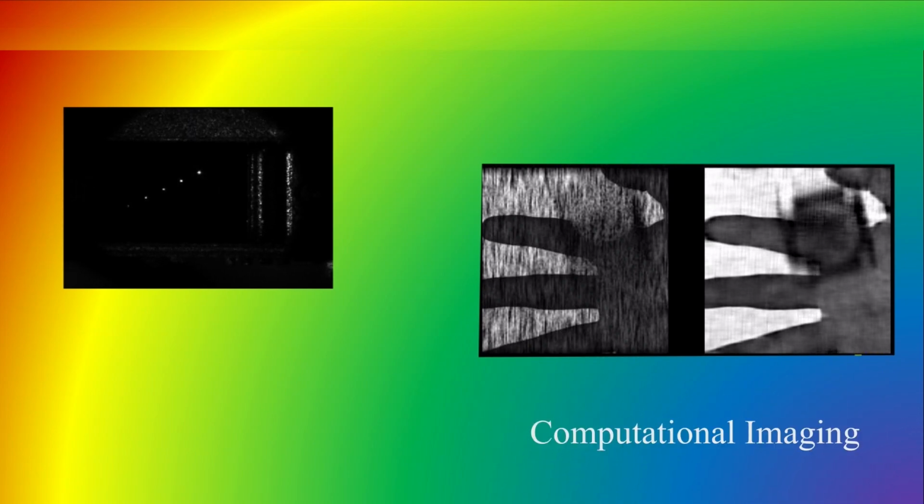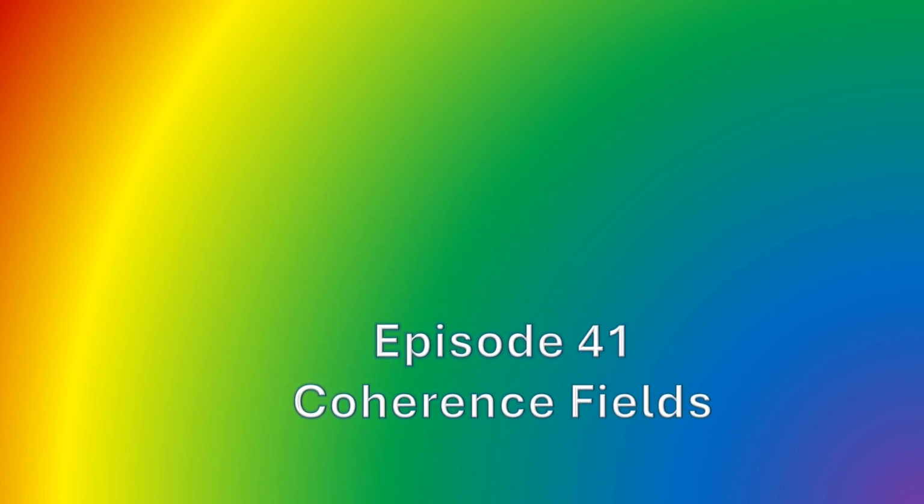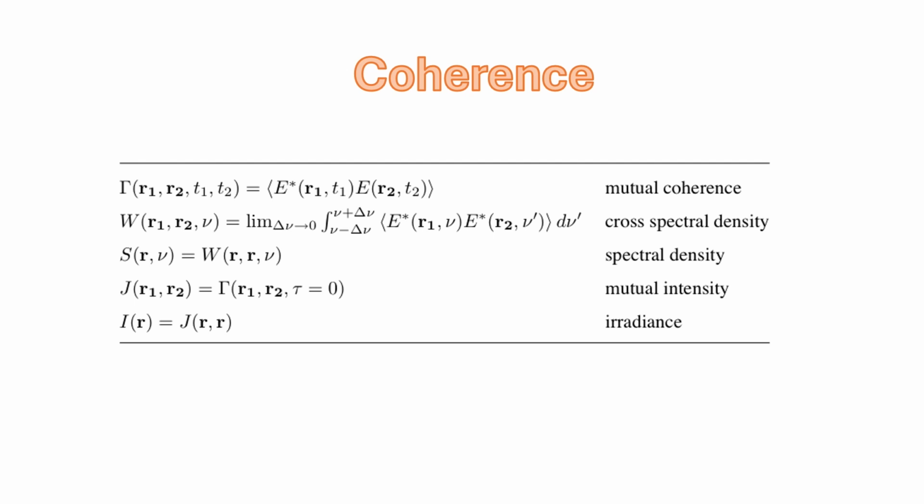Computational imaging. Episode 41, Coherence Fields. Most of this episode is just a definition of the various distributions we use to describe the coherent state of optical fields.